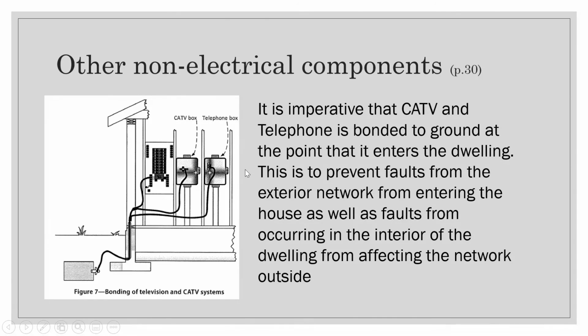So they bond it. This is to prevent faults from the exterior network from entering the house, as well as faults occurring in the interior of the dwelling from affecting the network outside. So if you had a fault somehow inside the house, you don't want that affecting all your neighbors and everyone that uses that same grid. So they bond it to ground right at the box before it enters and exits the house. And that is bonding learning task 2.